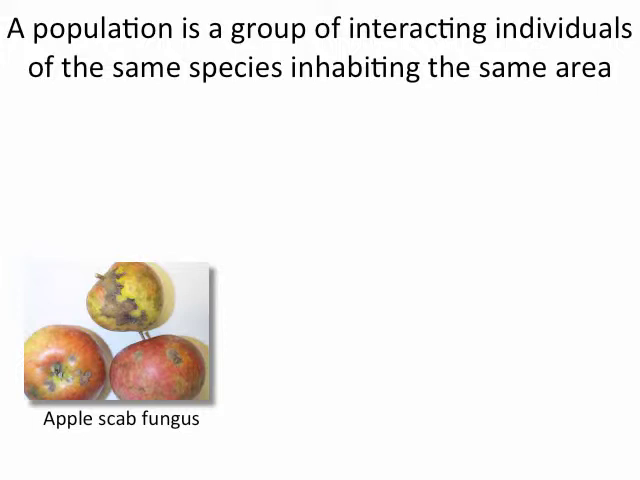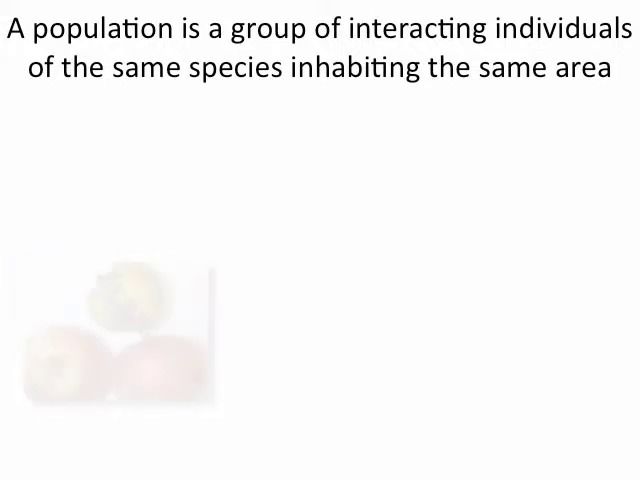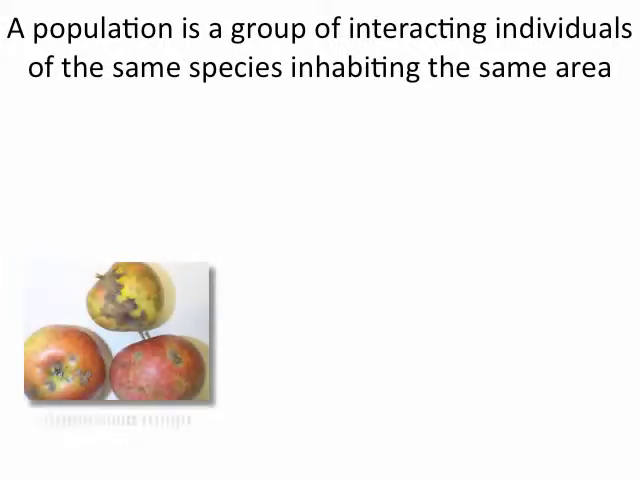But species to species, the area that they inhabit can be very, very different. For example, the apple scab fungus shown here is a fairly small species, a microbial species, and it's a microbial pathogen on apples. So, the range over which this species occurs is very, very limited.